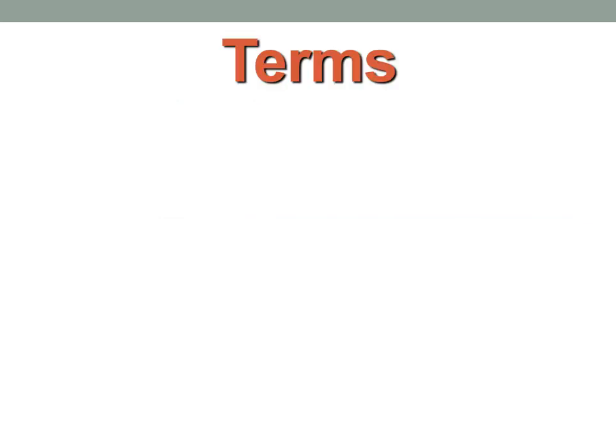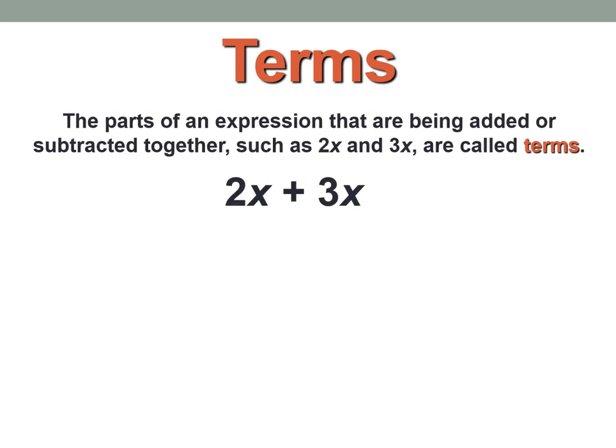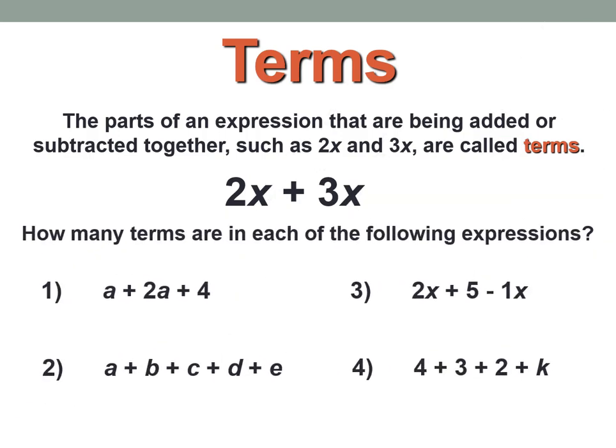So let's get right into it. We've got to learn some vocabulary. This one's called terms. You know what they are. You might not know the name, but I know you know what they are. They are the parts of an expression that are being added or subtracted together. So in what you see here, 2x and 3x are called the terms, and those terms are being added together.